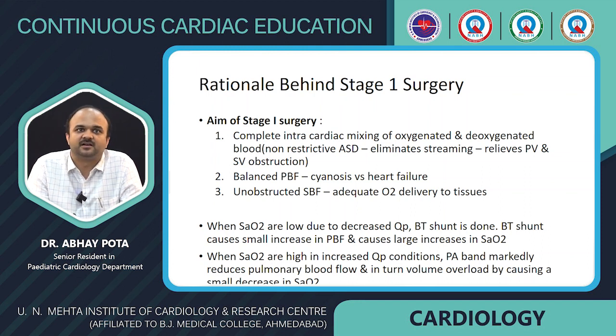As we have discussed earlier, a BT shunt causes a small increase in pulmonary blood flow and causes large increases in saturation. When saturations are high in increased QP conditions, a PA band is done. A PA band markedly reduces pulmonary blood flow and in turn volume overload by causing a small decrease in saturations.